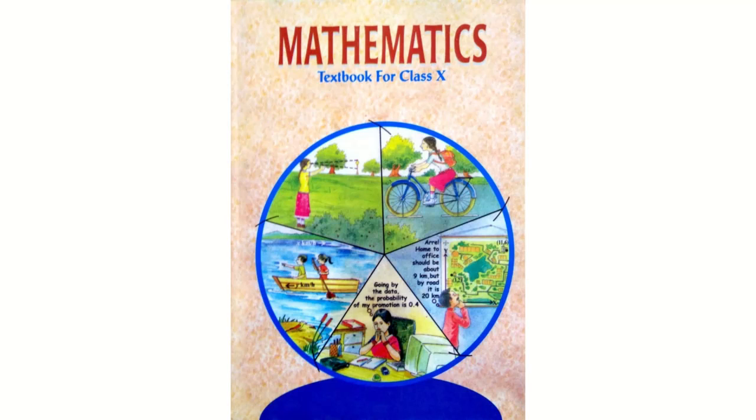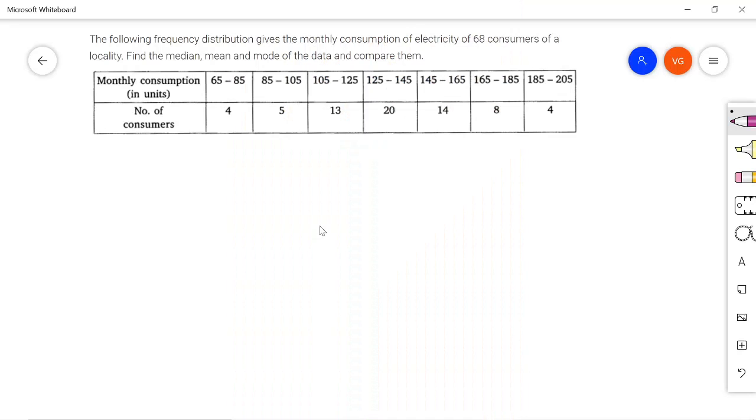This is problem number 1 from exercise 14.3. The problem goes like this: the following frequency distribution gives the monthly consumption of electricity of 68 consumers of a locality. Find the median, mean and mode of the data and compare them. So you are given certain data, so write it in the tabular form.